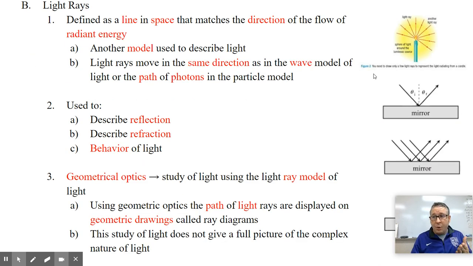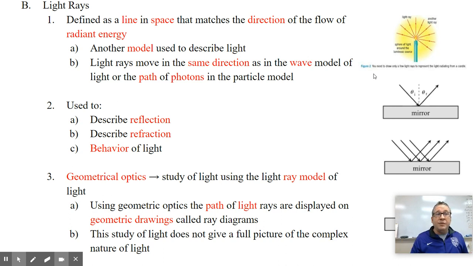So, what's happening is we have light rays that are bouncing off of these surfaces. Light rays are lines in space that match the direction of the flow of radiant energy. Okay, so whatever direction the flow of radiant energy is going, that's the direction of the light rays. Okay, this is another model to help describe light. Especially when we start talking about reflective surfaces, we need to have the ability to put something tangible, like a line, to help describe where light is going.